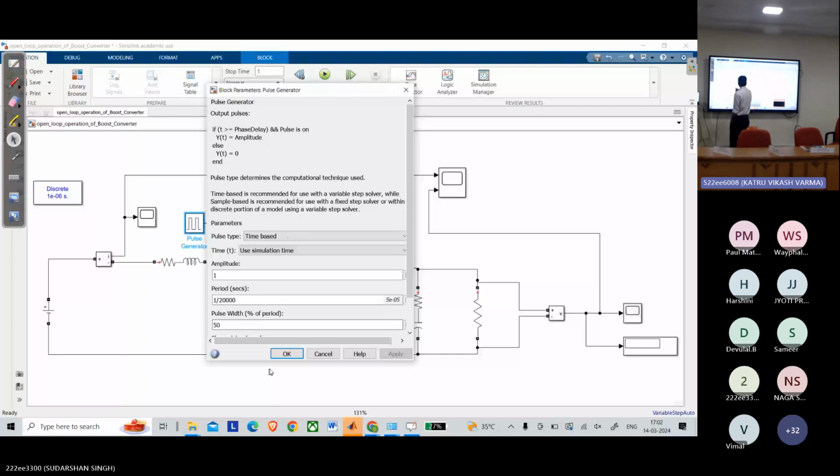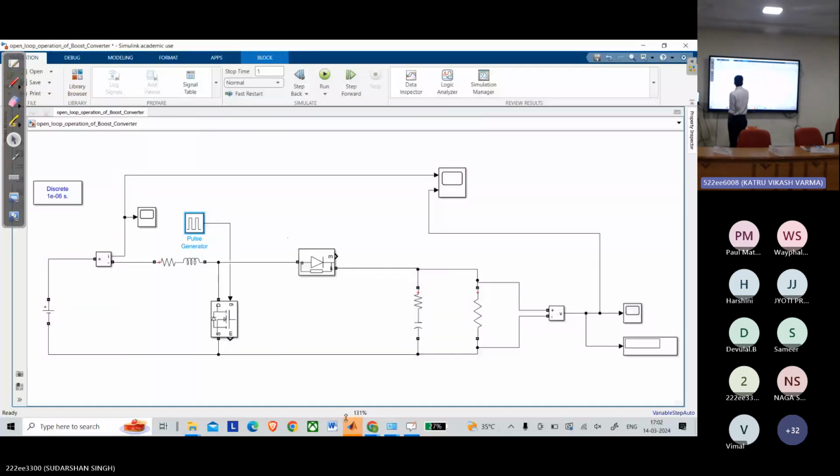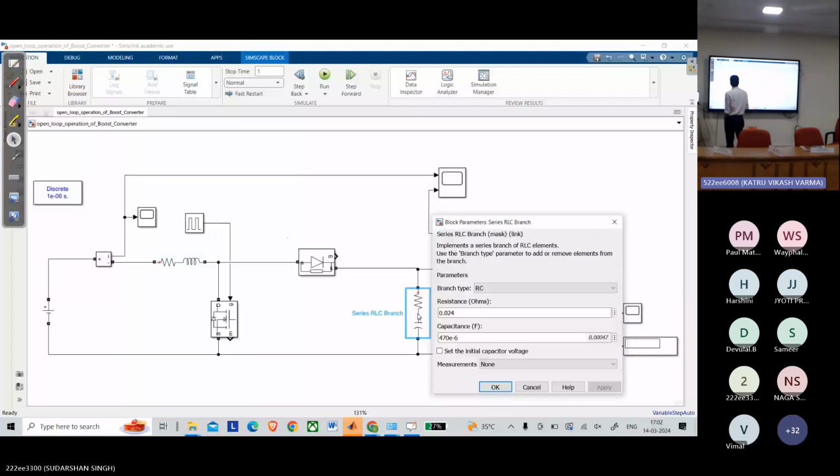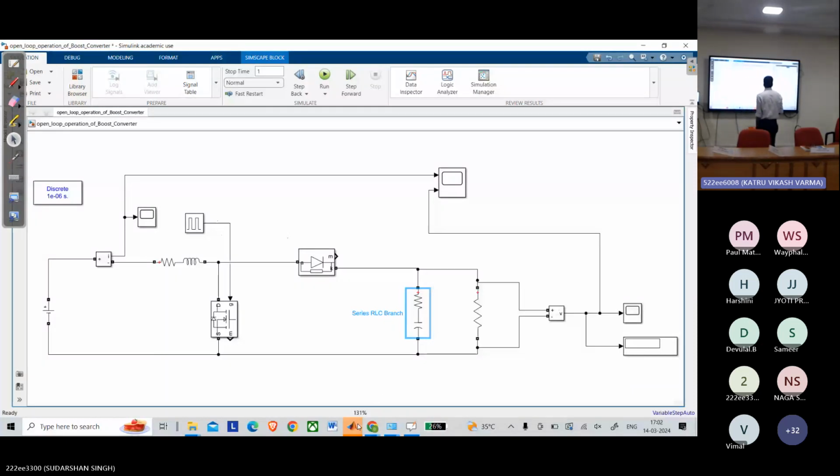And can you show the corresponding L values and C values? L value is 300 microhenry, that we have already said. Can you show the capacitor value? It is 470 microfarad. Now can you just do the simulation and check the voltage and the current waveform?